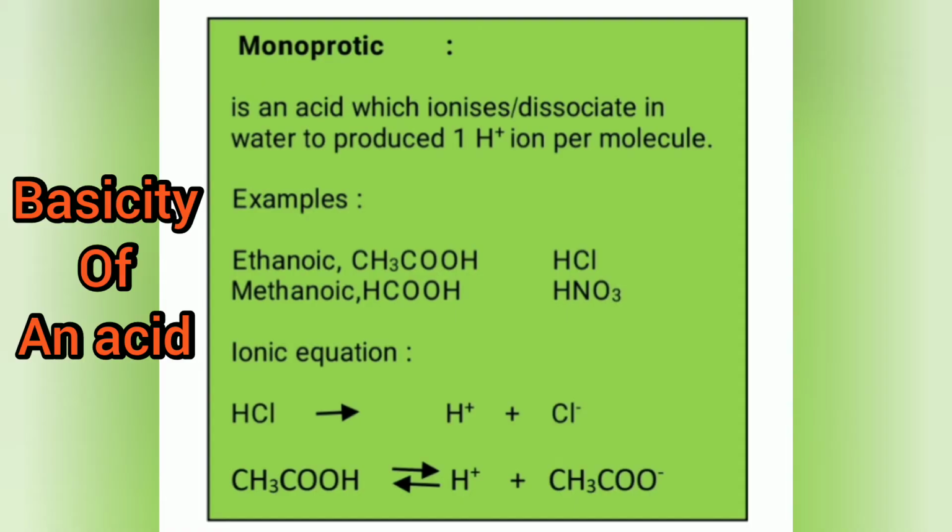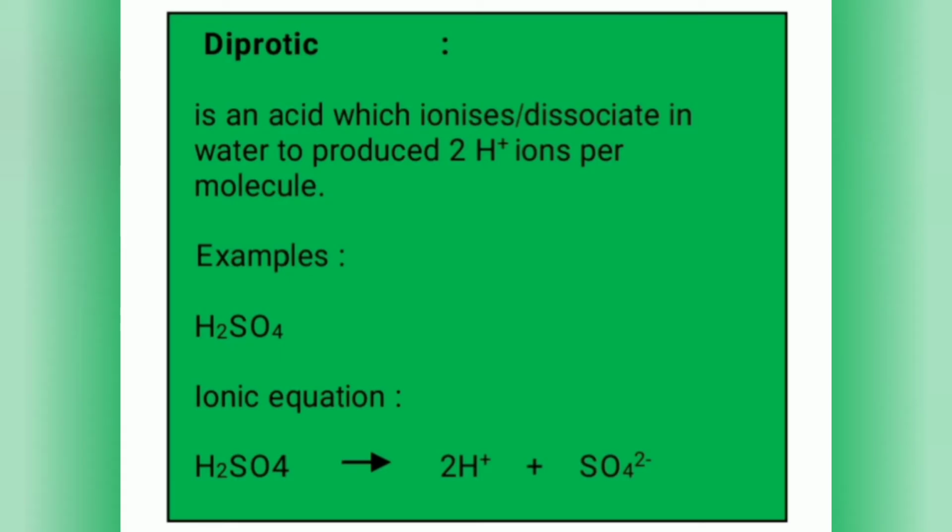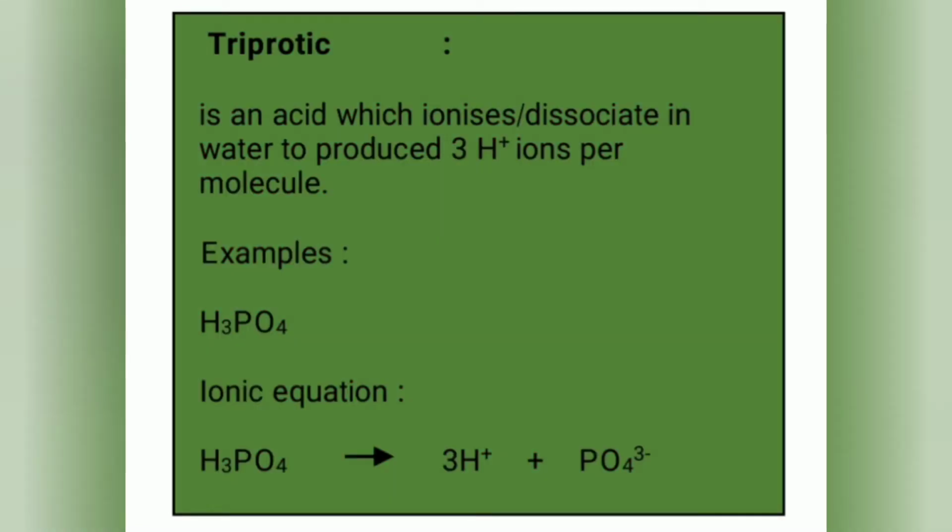Hydrochloric acid is known as a monoprotic acid. This acid contains only one ionizable hydrogen atom, producing only one hydrogen ion per molecule of acid. Polyprotic acids can produce more than one hydrogen ion per molecule of acid. Sulfuric acid is a diprotic acid, whereas phosphoric acid is a triprotic acid. Basicity of an acid is the number of ionizable hydrogen atoms per acid molecule.